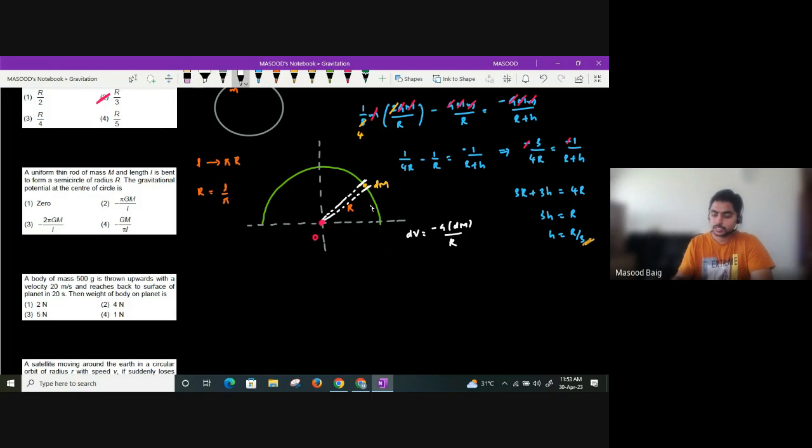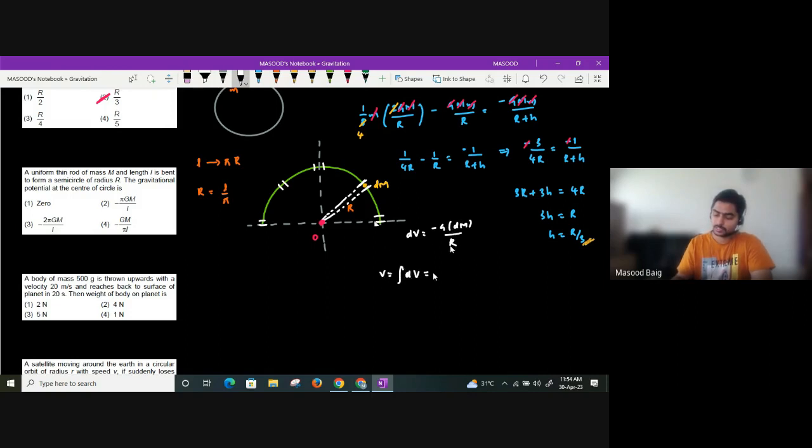Now take any element on the ring, guys. Will all the elements be at the same distance from the center? Or will the center be at the same distance from all the elements? Yes. Will G value change? No. Will r value change? Is the distance of the given point from the different elements changing? No. Will dm value change? No.